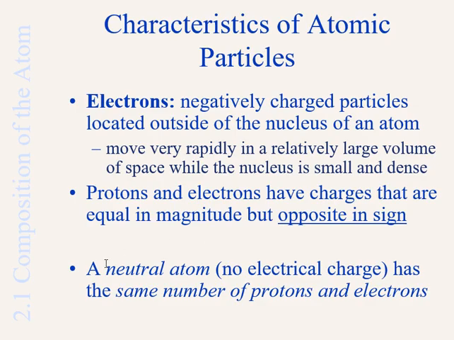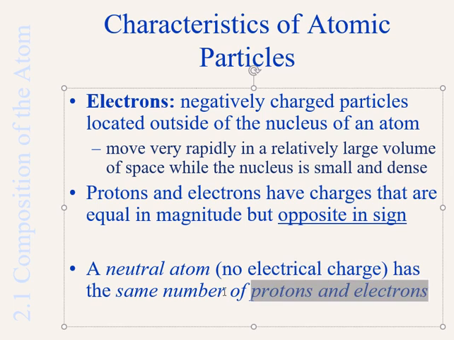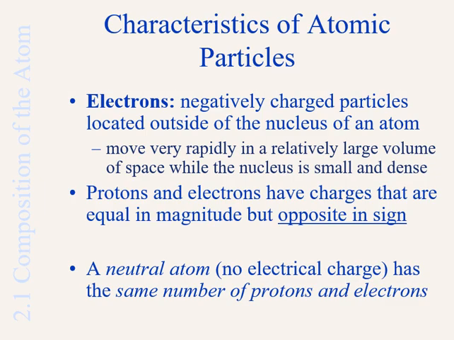An atom as a whole is always neutral, meaning that it does not carry any excess positive or negative charge. How is that possible? That's possible because the number of protons and electrons in a neutral atom is always the same. If that was not the case, then we would not call it an atom. We have a special name for it, which we will investigate later.